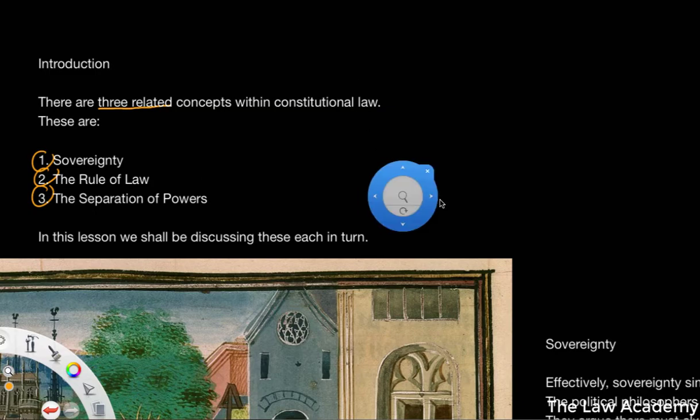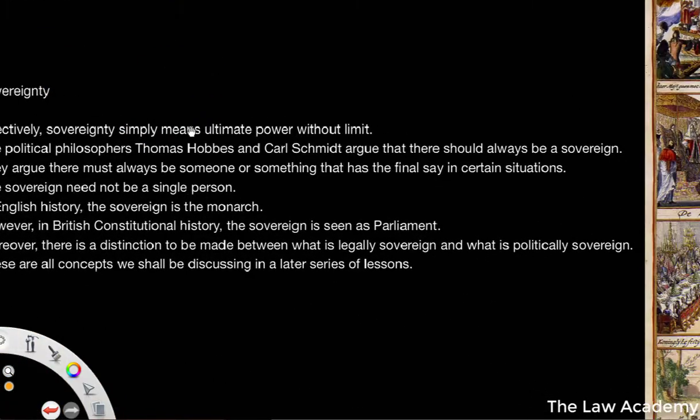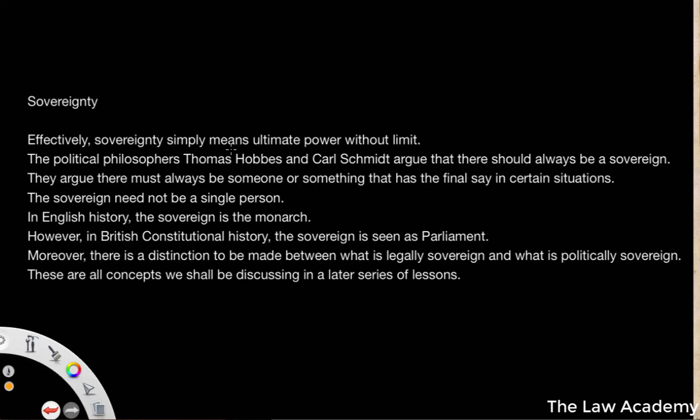So to start with, let's look at sovereignty as a concept, and effectively what sovereignty means is just the ultimate power without limit. Okay, so if one institution has sovereignty over a certain kind of procedure, that means they have the ultimate power to control and to regulate that certain procedure.